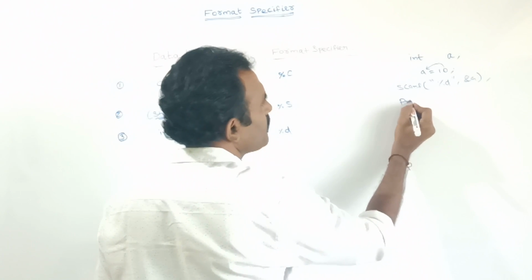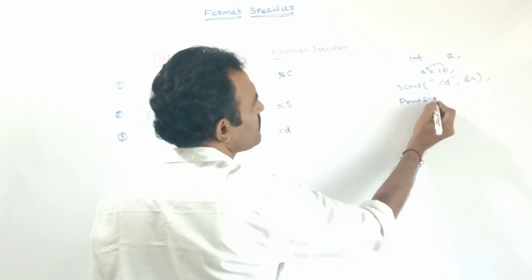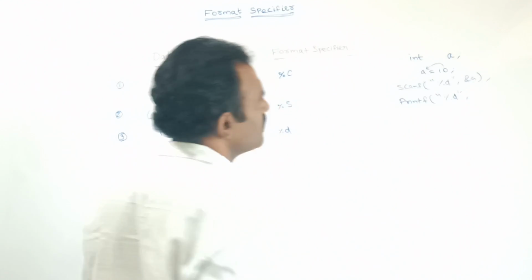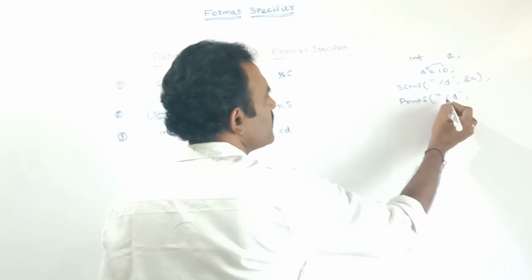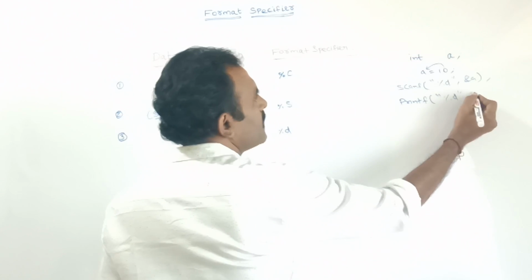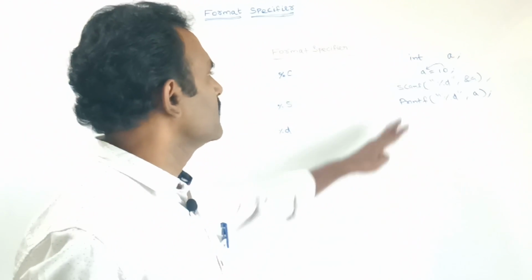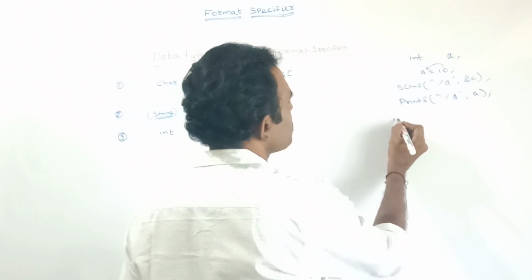With the help of the printf function we can display the data stored in variable a. Here also we should mention the percentage %d and after that the variable name. The output will be printed as 10.